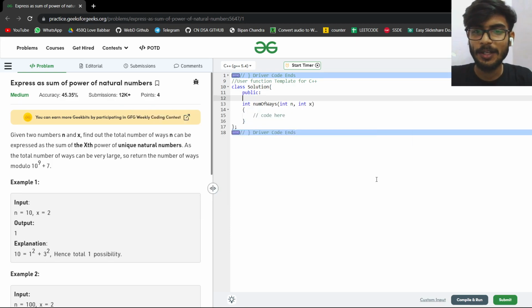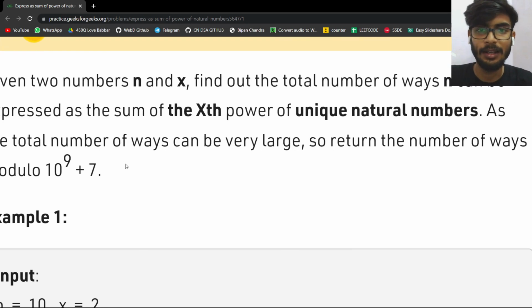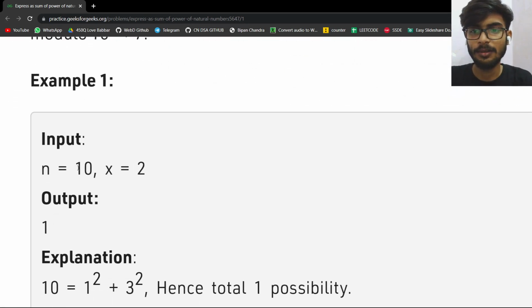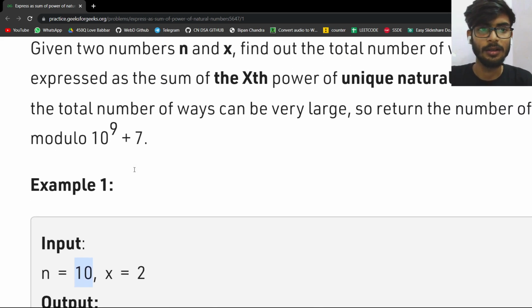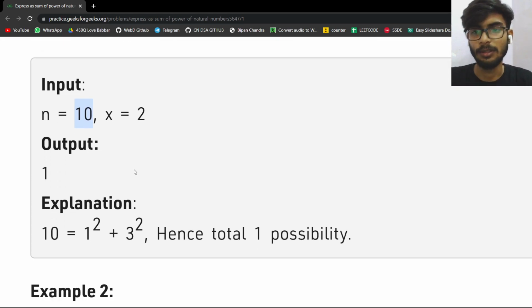In this particular question, we are given two numbers, n and x. N is our target number, and x is the power which I can use on unique natural numbers to obtain my target number. Let us try to understand this question from the given example, that is n equals 10 and x equals 2.